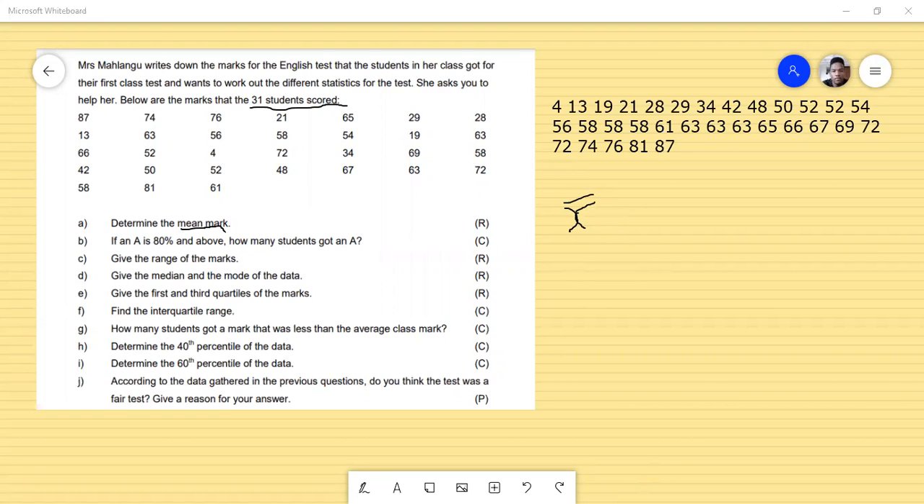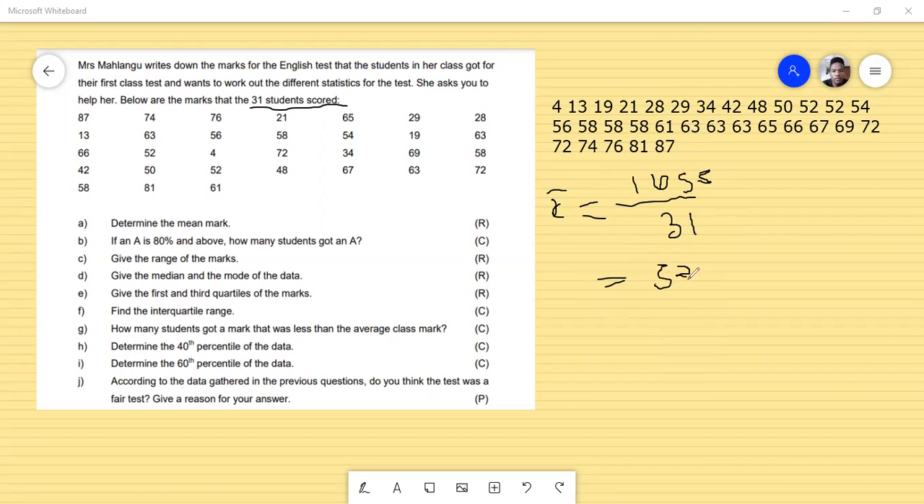I'm sorry for the handwriting. So that's your mean. And we know that mean is given by the sum of all the data divided by the number of elements you have. When you add all the elements, you're supposed to get something like 1,655. How many elements do we have? We have 31 students, right? So you put that in your calculator and the answer will be 53.39.